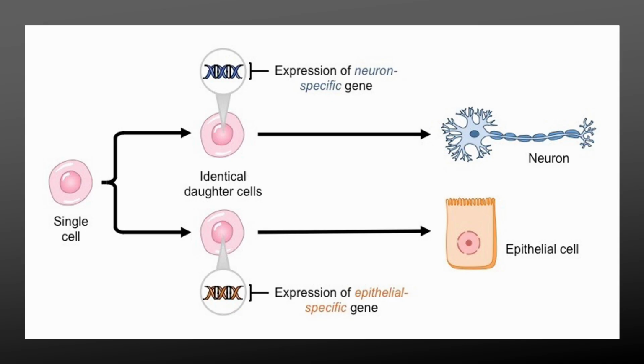So here we have an example of cellular differentiation. The single cell splits via mitosis and forms two identical daughter cells. However, the daughter cell on the top expresses the neuron-specific gene, and therefore differentiates into a neuron, whereas the bottom daughter cell expresses the epithelial-specific gene and therefore differentiates into an epithelial cell.